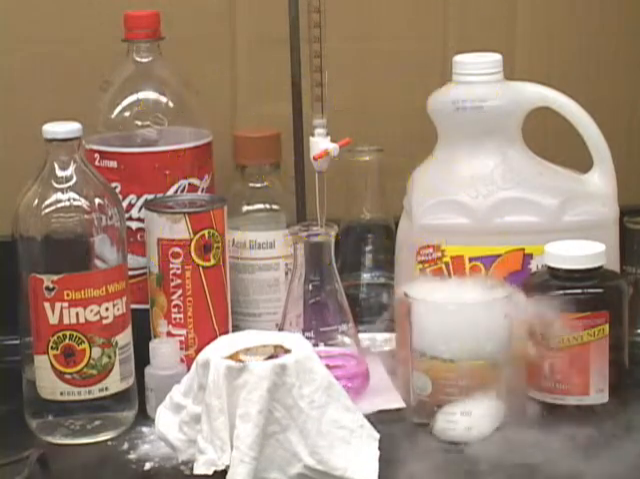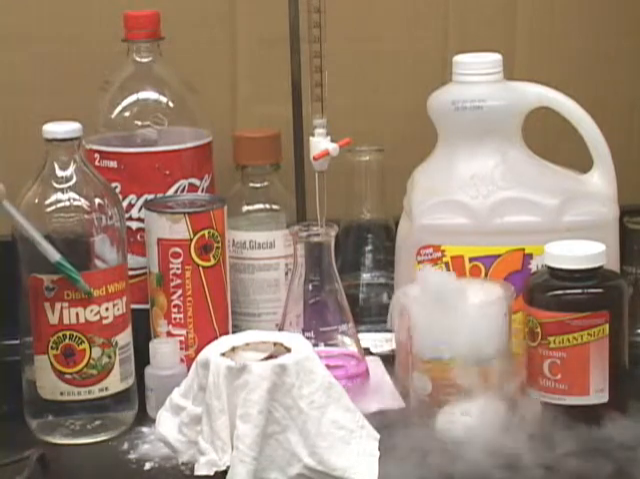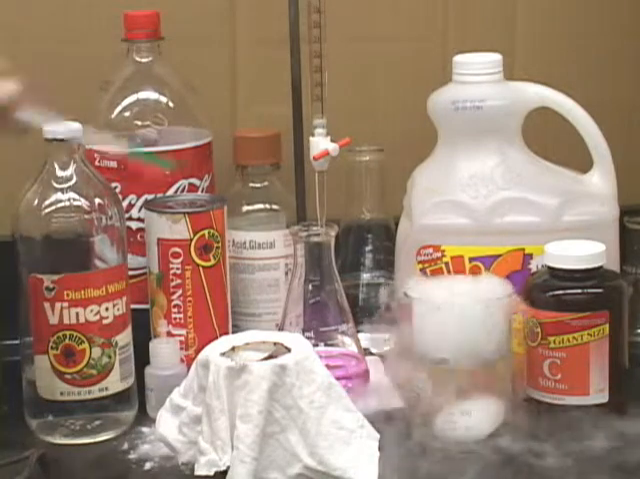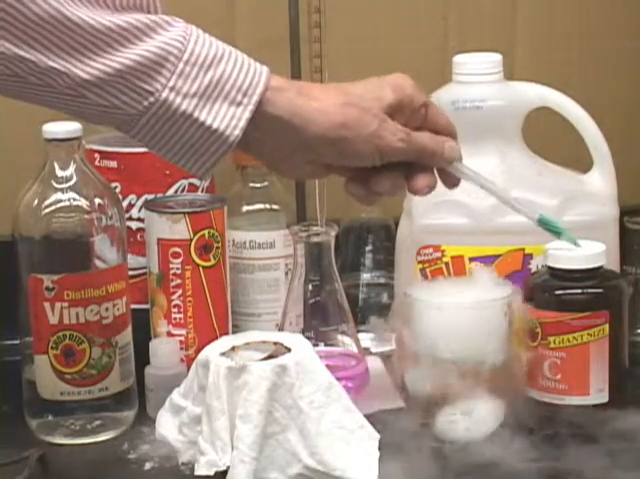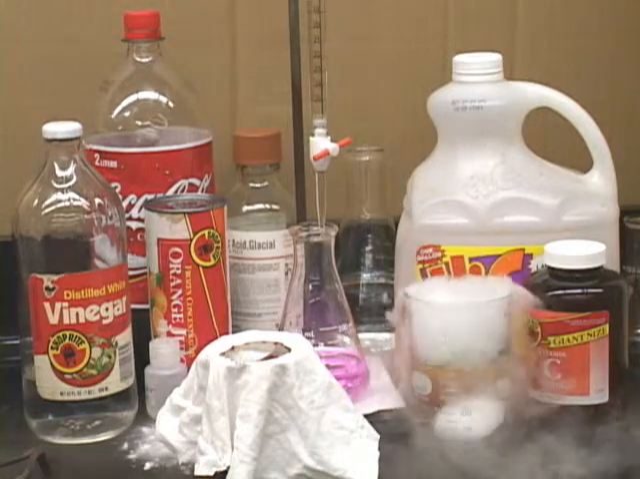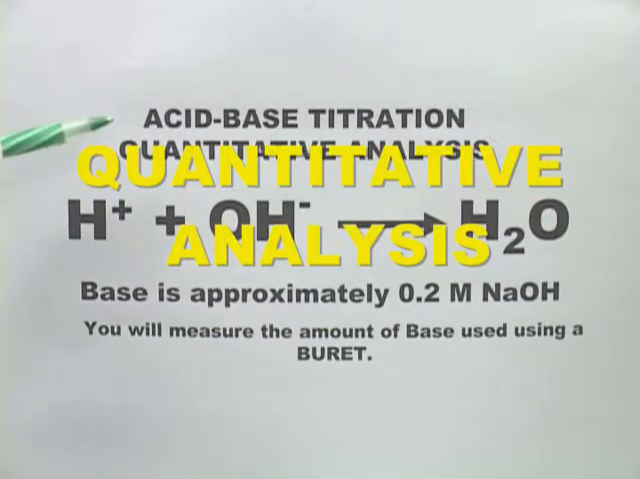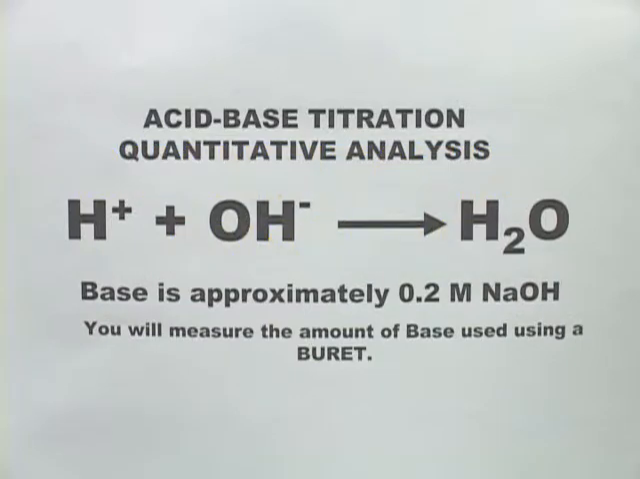Now, today we will be analyzing two well-known acids. We will analyze vinegar to determine its acetic acid content and vitamin C for its ascorbic acid content. The laboratory work today is a quantitative analysis. That is, we are going to find out exactly how much acid is present in each of the unknowns which we will measure. Now, the chemistry of this is very simple in a sense.